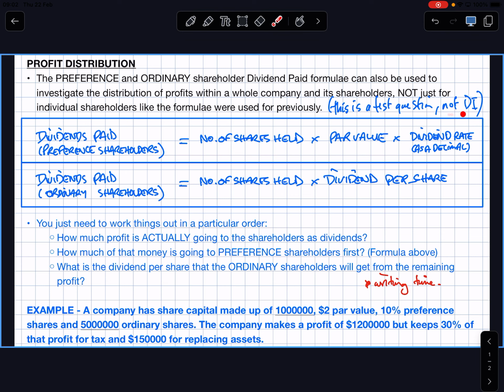Can you please note this? You will be tested on this, but you're not going to do this maths for the DI. You won't get enough information online to be able to do a profit distribution example for your investigation.